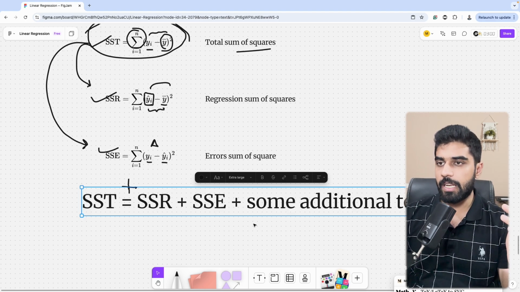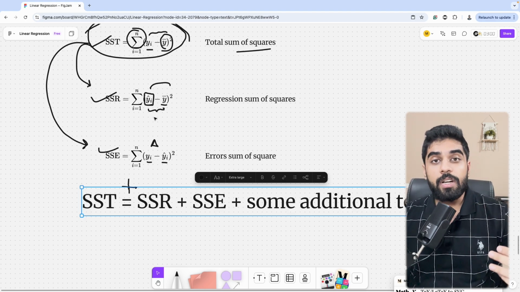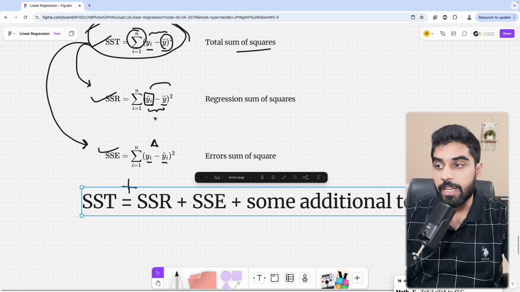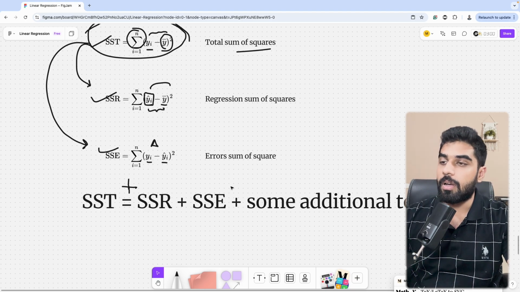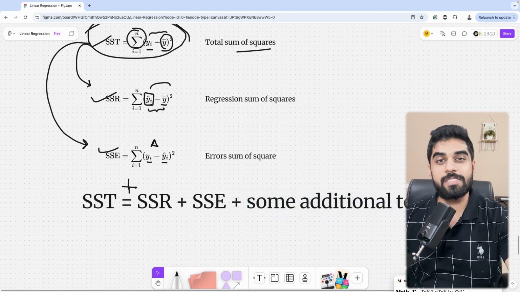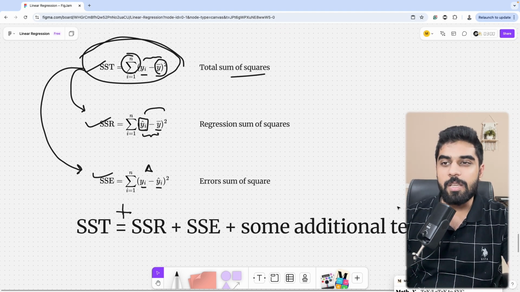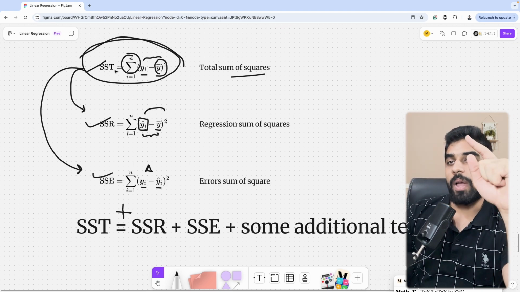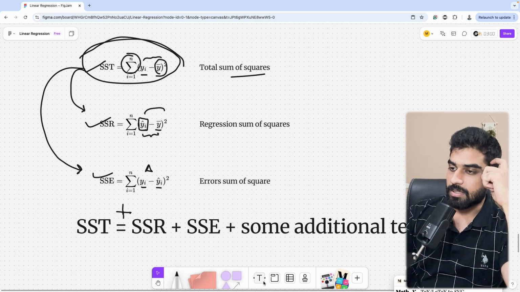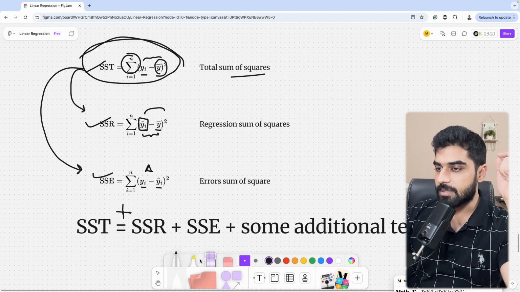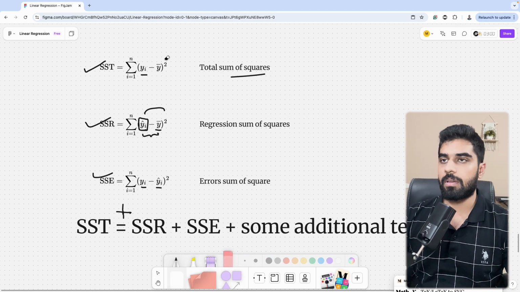Makes sense? Fairly intuitive. Now what I want you guys to prove is you can prove that this additional term is actually zero. The proof of this goes beyond the scope of this particular lecture, but it is very beautiful because when you expand these squares, so let me just quickly erase this. When you, okay.